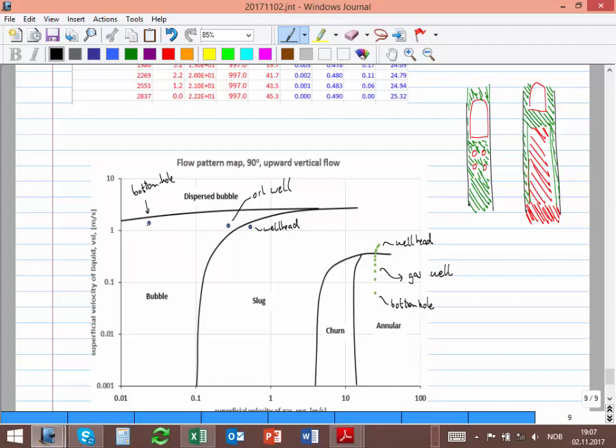Okay, and that's the first point, the bottom hole. Well, actually the bottom hole is so undersaturated. And then we enter into bubble for the oil well. And then we are still in bubble. And then when we almost reach the wellhead, that's where we have the slug.